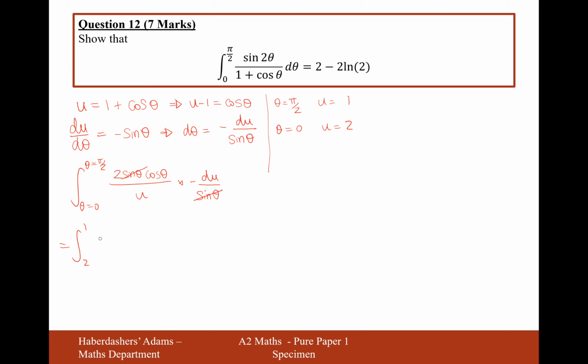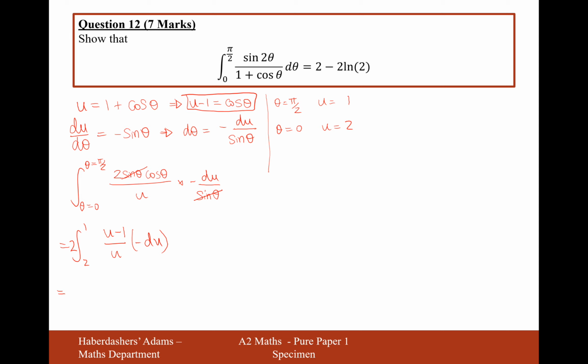So moving on, I've got the 2 at the front here. I'm going to move that to the front of my integral as a scale factor multiplier. Cos theta, remember we're going to turn cos theta into u minus 1, so it's going to be u minus 1 over u minus du. That's not times minus, that's times minus du, it's not take away du, so it's just minus du here.